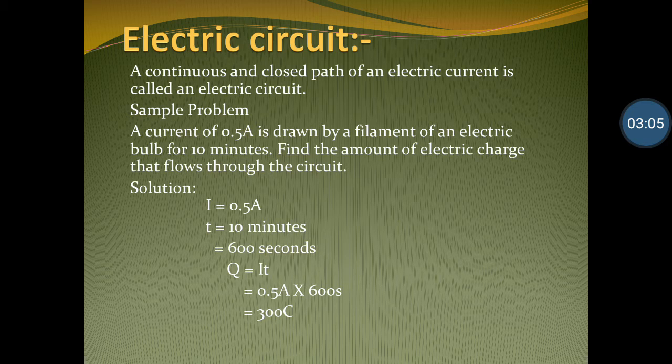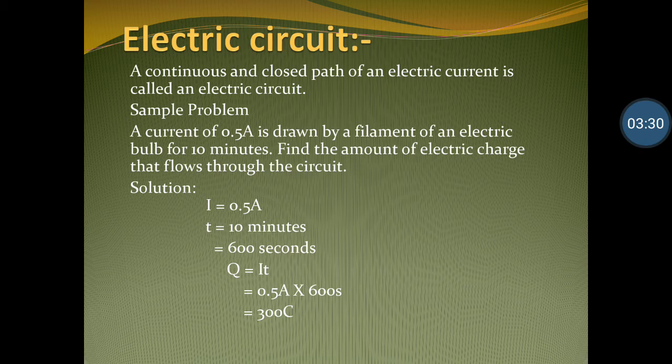Now one problem which is based on the formula I is equal to Q by t. A current of 0.5 ampere is drawn by a filament of an electric bulb for 10 minutes. Find the amount of electric charge that flows through the circuit.